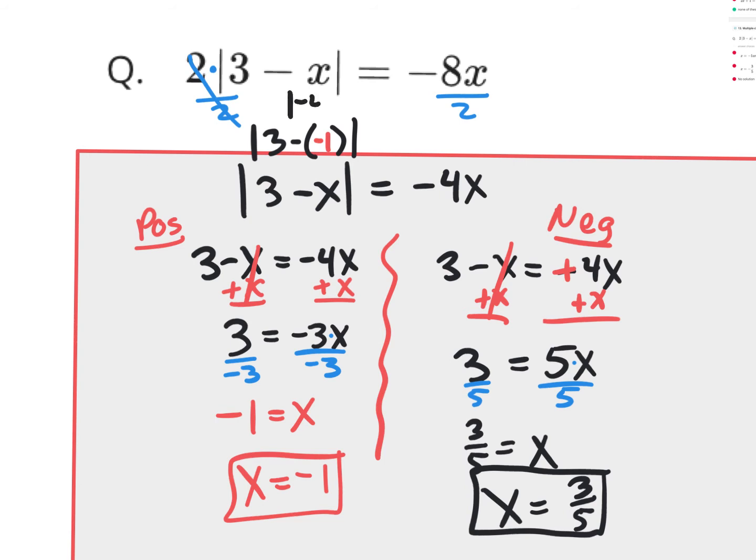The absolute value of negative 4 is going to equal negative 4 times negative 1. Okay, that's 4 equals 4. So this does work. I've double checked it. This one works for sure.